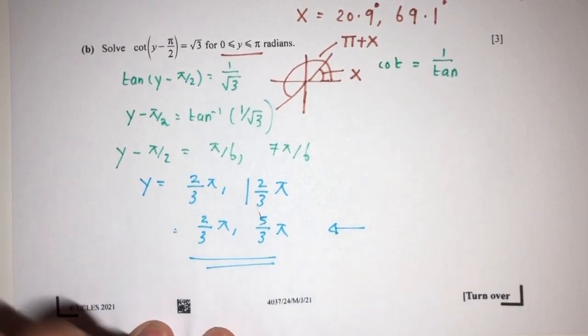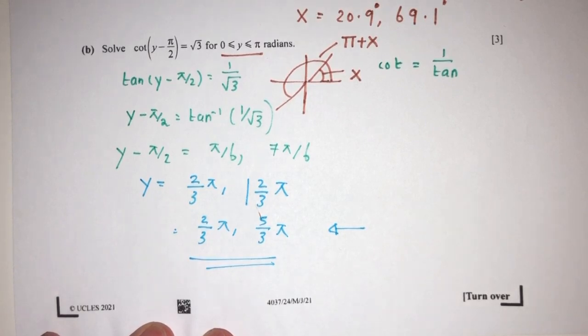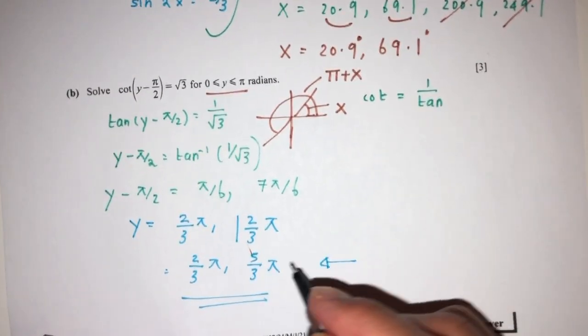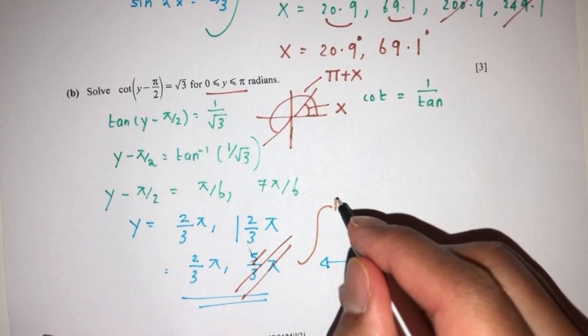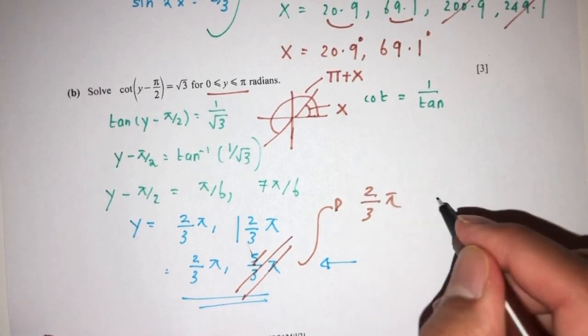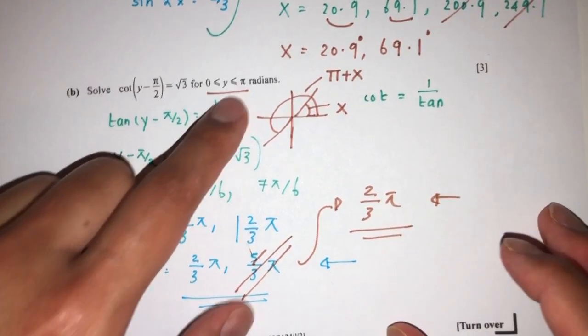Right. Now again, we have to look back at the quadrants to see which values are eligible for the answer. For example, you can see that this one will be outside, so you will not put this one. So you have only one left, which is 2 over 3 pi for your answer, because of the domain allowed for the value of y.